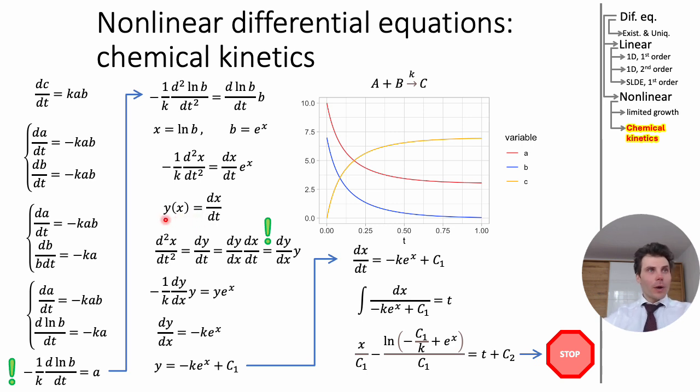So long story short, we call dx over dt as y of x. We substitute this expression into the original equation. We notice that the second derivative of x, according to the same table of derivatives that I just mentioned, equals dy over dt times y. That's another useful trick, and I want you to think through it. And then by substituting y into the original equation, we simplify it. We obtain a first order differential equation with respect to y.